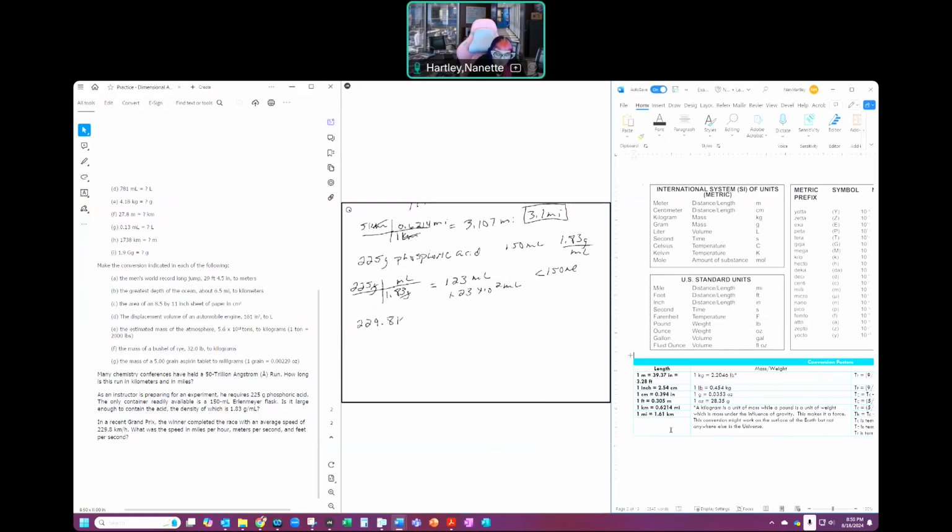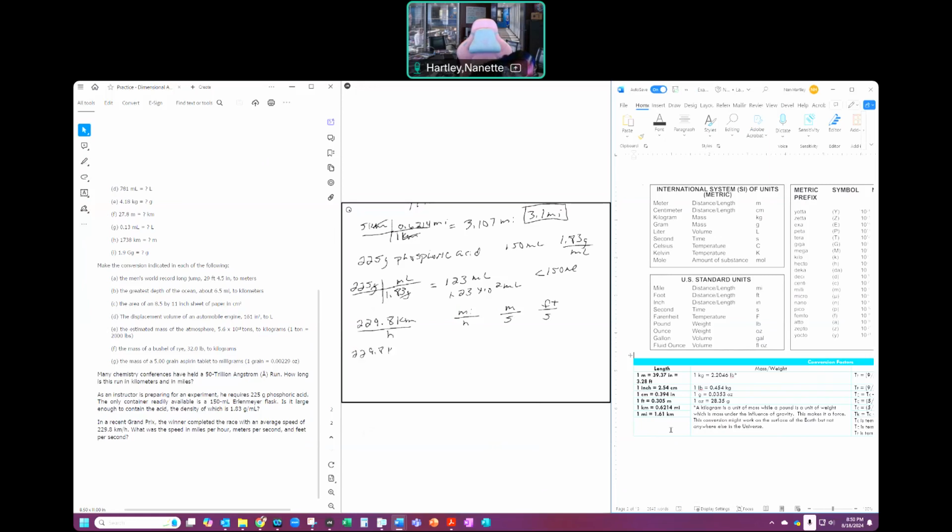229.8 km per hour, kilometers per hour. What was the speed in miles per hour, meters per second, and feet per second? So I'm going to do 3 conversions here. And I'm starting with kilometers per hour.